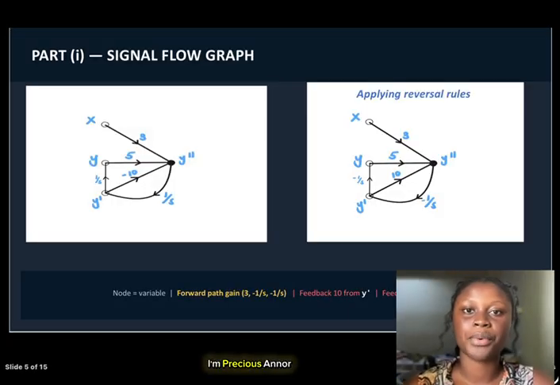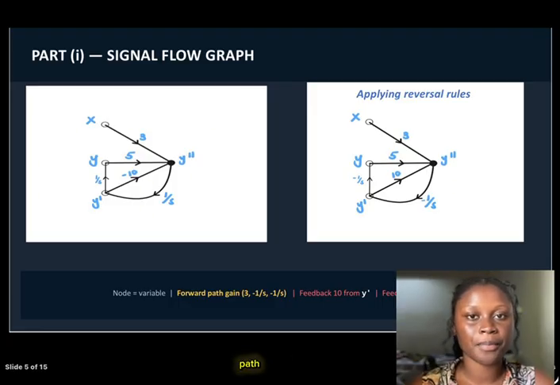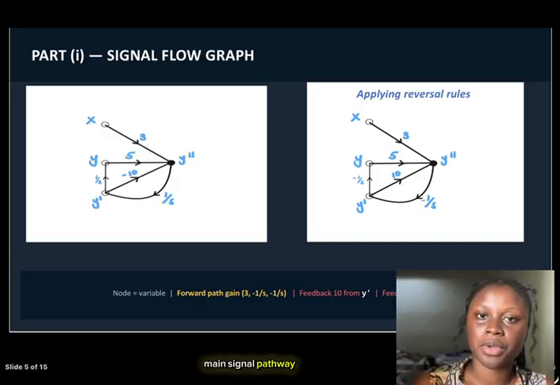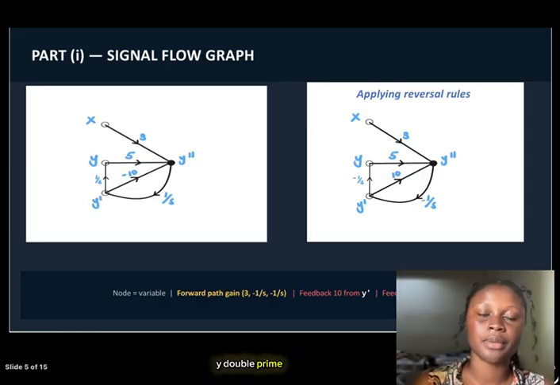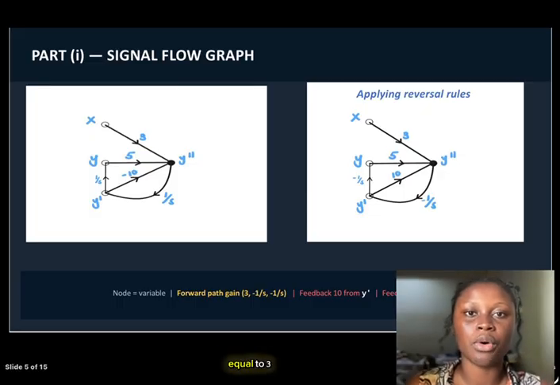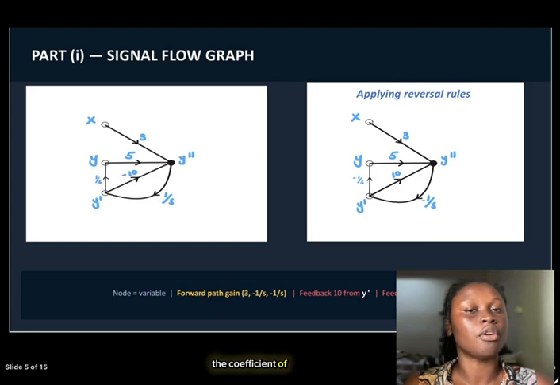Thank you, Walter. I'm Precious Sano, and I'll explain to you the signal flow graph for the second order equation. First, let's start with the forward path, which is the main signal pathway from input to output. From the equation that was given to us, our signal moves from x to y double prime to y prime and then to y. So from x to y double prime, we have our gain being equal to 3. And this is because 3 is the coefficient of x.